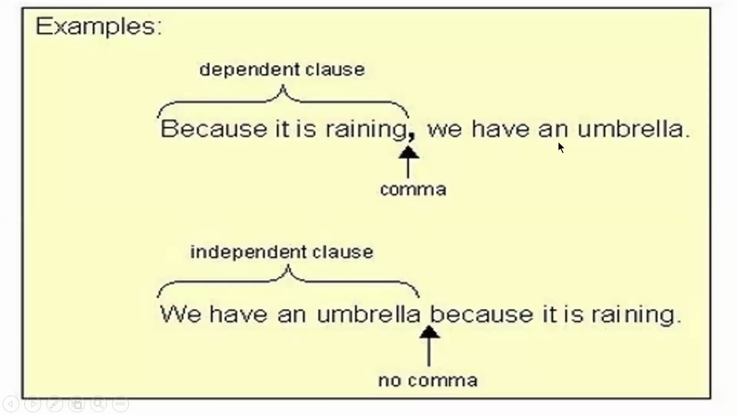Because it is raining, we have an umbrella. Because it is raining is a dependent clause with the help of a subordinating connector. So we have to use a comma after completion of the dependent clause. We have an umbrella because it is raining. In this case, the independent clause, the principal clause, is at the front of the sentence, so we will not use a comma. This point should always be taken into consideration while writing or speaking.